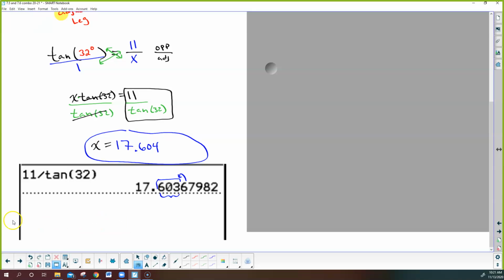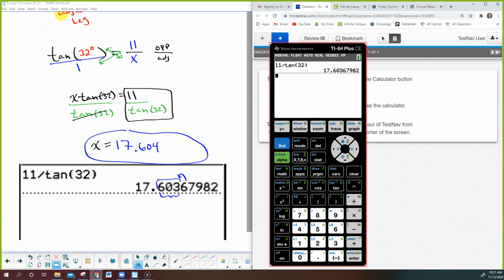Let's see. Somebody asked, how do we switch to radian degrees? If you want to switch to radians, you just go back. But we don't want to do this this year. We're not going to use radians. Everything we do this year is in degrees. So if you just keep it in degrees, you'll be good.